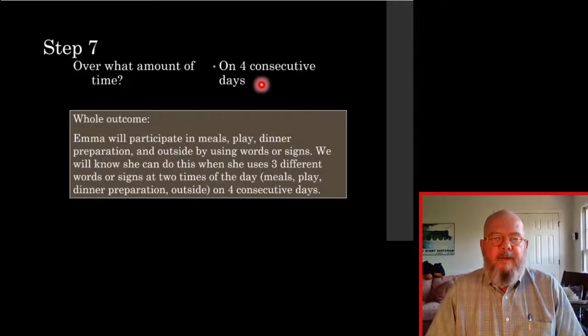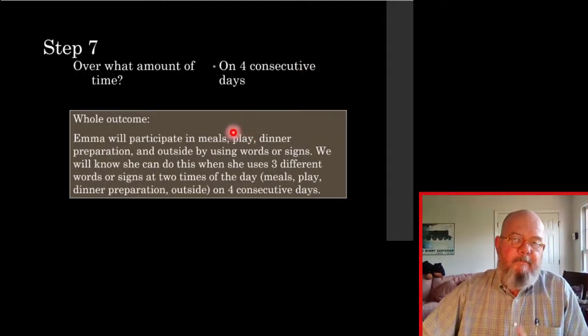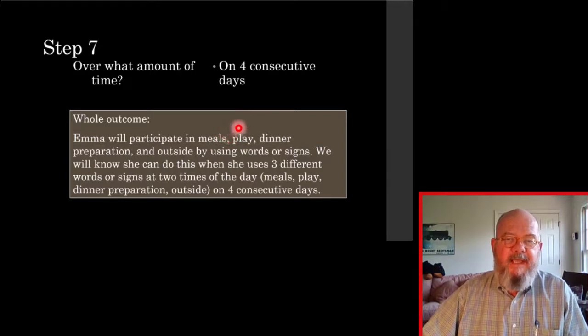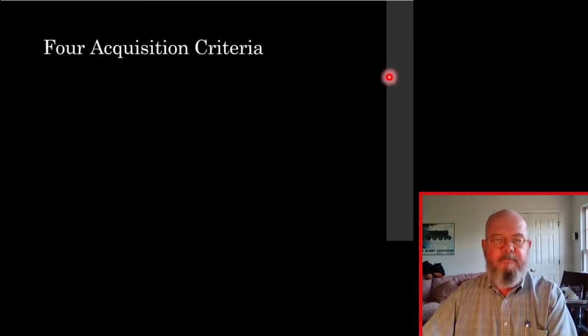So the whole outcome becomes Emma will participate in meals, a better way of saying this would be mealtime, playtime, dinner preparation time, and outside time by using words or signs. We will know she can do this when she uses 3 different words or signs at 2 times of the day: meal times, play times, dinner preparation time, outside time, on 4 consecutive days. That is a participation-based goal.